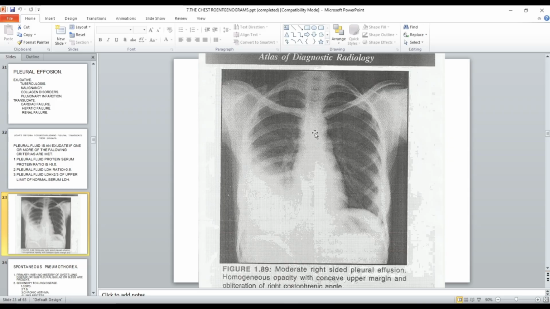This is pleural effusion. The right costophrenic angle is obliterated with opacity, likewise the oblique line, and the whole space is filled. This is pleural effusion.